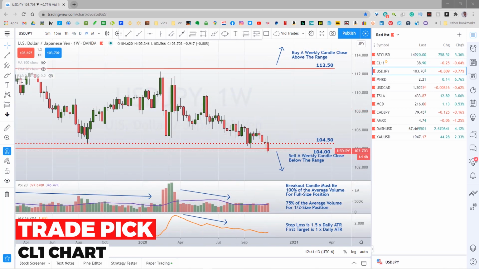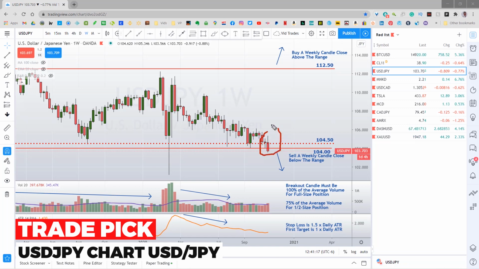The US dollar Japanese yen is pushing down again as of Thursday right here. So we may get a trigger on this week. Last Friday I mentioned that I moved the range down to 104 from 104.50. Remember, this is a weekly signal, so we'll sell a close of the weekly candle below 104, but be sure to use the daily ATR for your targeting.